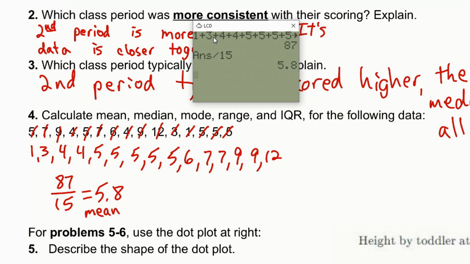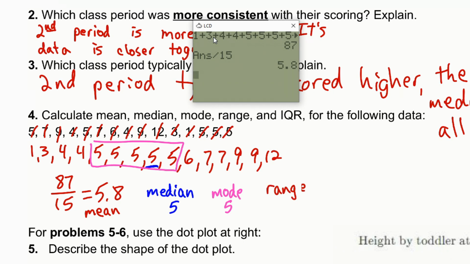The median is the middle data point. Since there are 15 data points, the middle data point will be the 8th. 1, 2, 3, 4, 5, 6, 7, 8. That 5 right there is the median. It's 5. The mode is the one that occurs most often. So the 5s here are the mode. The range is the biggest data point minus the smallest data point, which is 11.